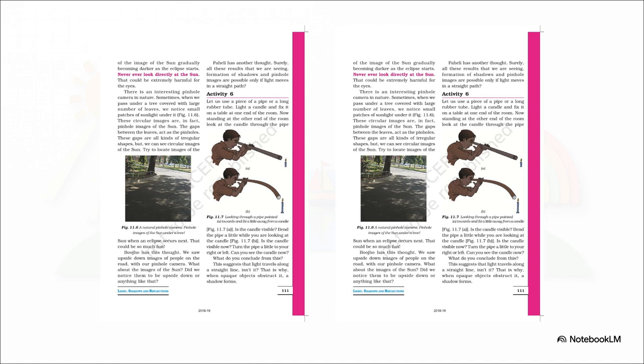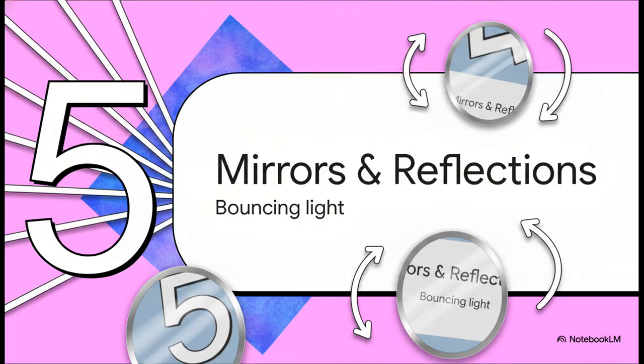Because it doesn't curve around corners, the light from the top of a tree has to travel at a downward angle through the pinhole camera, hitting the bottom of your screen. The straight lines essentially crisscross at the hole, flipping the image entirely upside down. Mind-blowing, right?